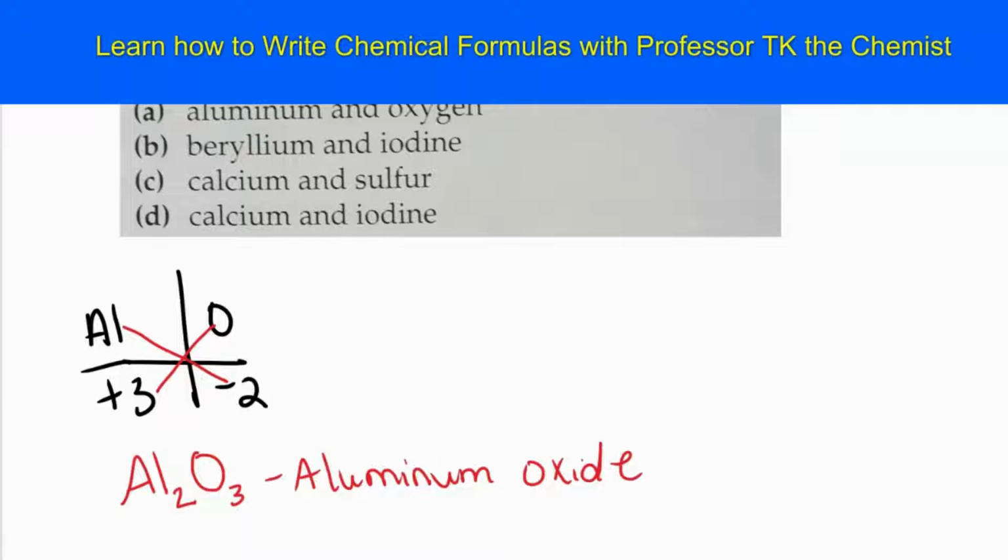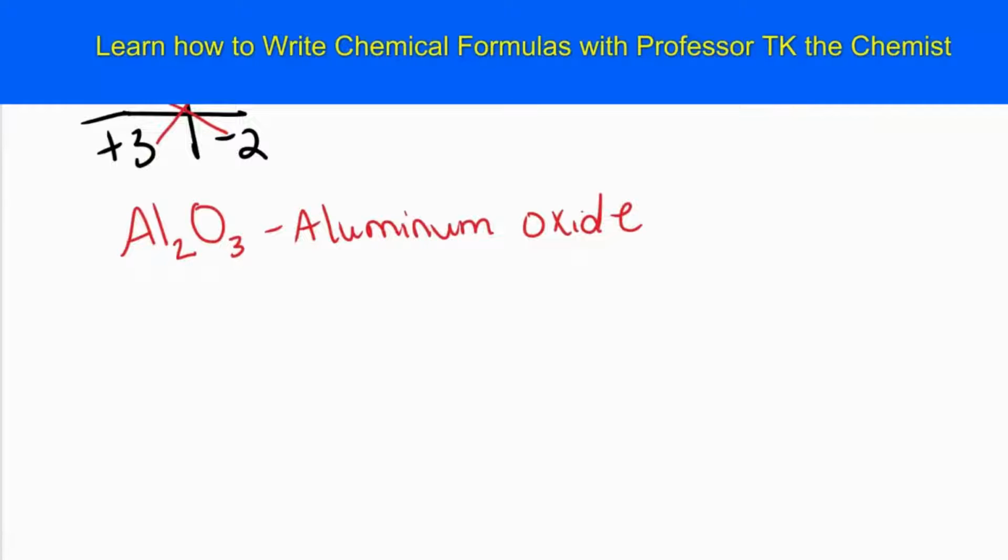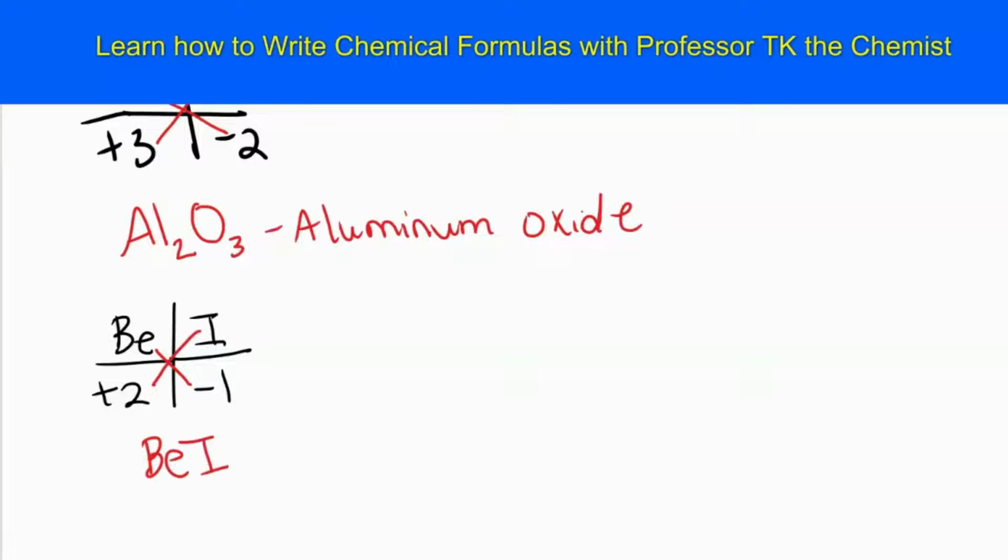Let's take a look at the next one, beryllium iodine. Let's look at our periodic table and find the charge for beryllium and the charge for iodine. Beryllium has a charge of +2 and iodine has a charge of -1. The charges are going to swap once again. Beryllium takes on the 1, but the 1 is understood, so we don't have to write the 1. The 2 is going to be written as a subscript beside iodine, and so you get beryllium iodide.